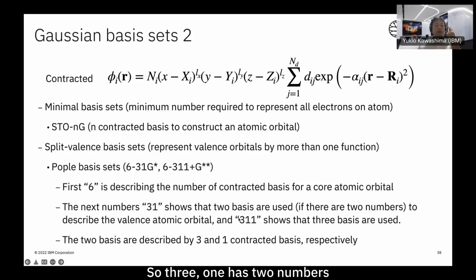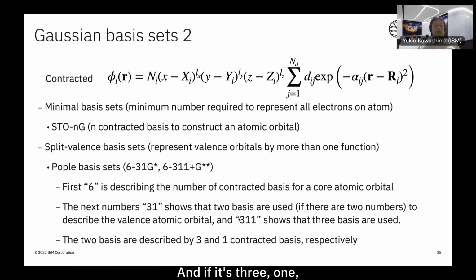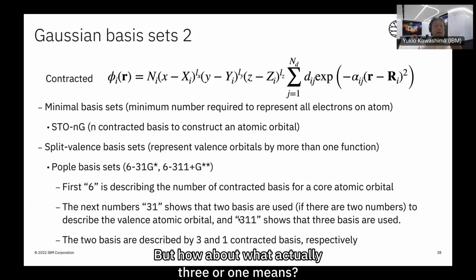And how about the next numbers, 31 or 311, what that means? So 31 has 2 numbers and 311 has 3 numbers. So what that means is that for the former, we're going to use 2 bases to describe the valence atomic orbitals. And if it's 311, we're going to use 3 basis sets to describe the valence atomic orbitals. So that's what 31 or 311 means.